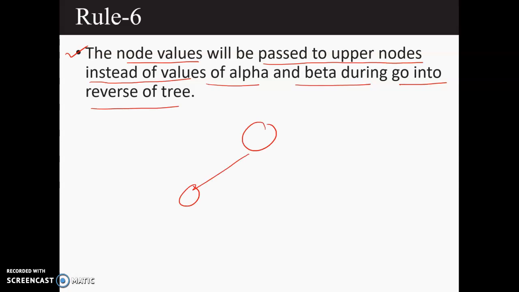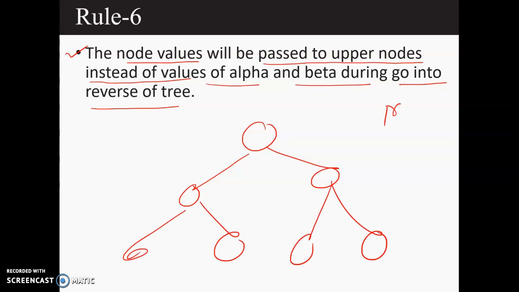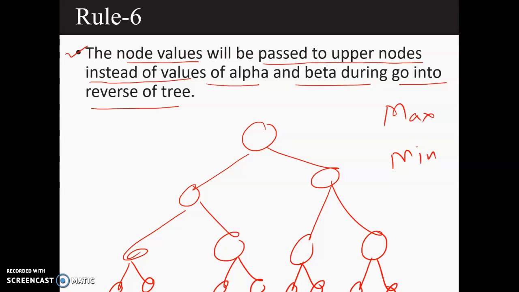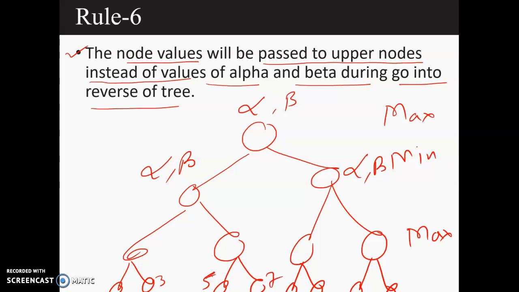Suppose this is your tree. This level is for max, this is for min. Suppose you have one more level, so this is for max. So what this rule is saying is, here you have the value of alpha and beta, here you have the value of alpha and beta, but at the individual nodes you have node values. Suppose here the node value is 2, here the node value is 3, 5, 7, 9, 2, 4, 5.